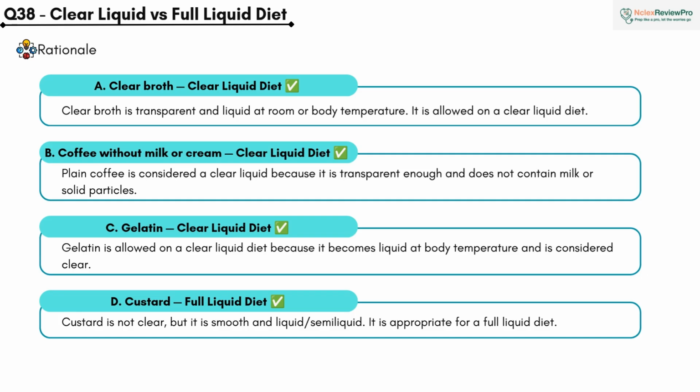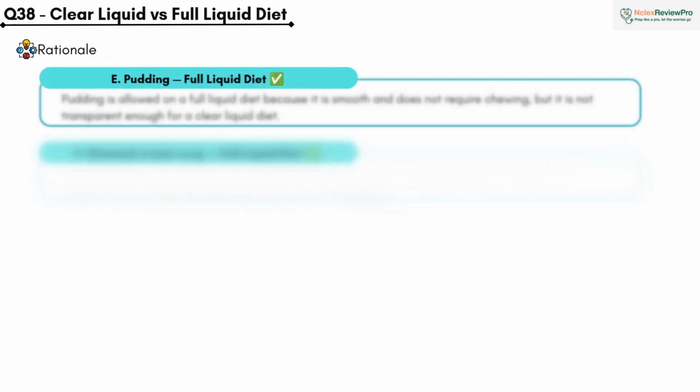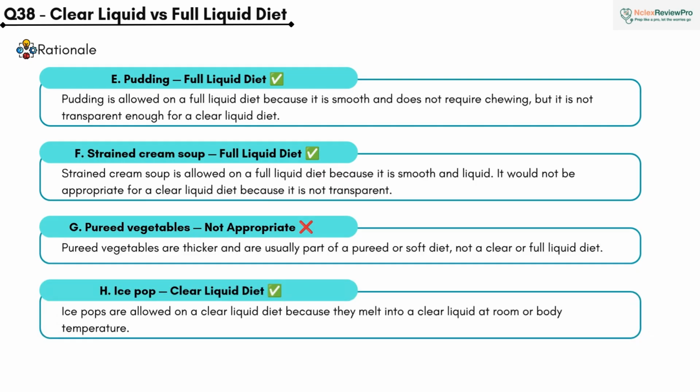Option D, custard, is a full liquid. Custard is not clear, but it is smooth and semi-liquid. That makes it appropriate for a full liquid diet, not a clear liquid diet. Option E, pudding, is also a full liquid. Pudding is smooth and does not require chewing, but it is not transparent enough for a clear liquid diet. Option F, strained cream soup, is a full liquid. Because it is smooth and liquid, it is allowed on a full liquid diet. But because it is not transparent, it is not allowed on a clear liquid diet.